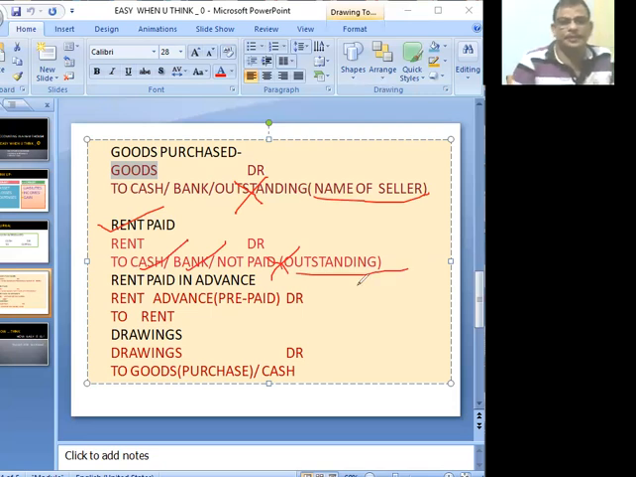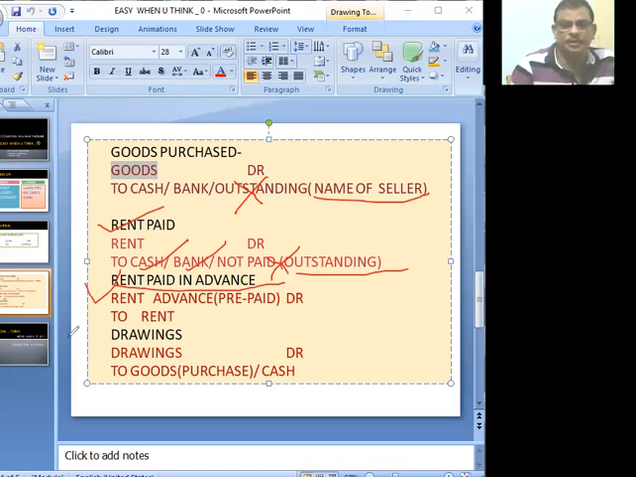So when I say rent is not paid for this month, then we can simply say rent debited to rent outstanding. No worry about it. If you leave all these from your memory, then it will be very easy. With zero thought you can catch it easily. So like this, rent paid in advance. Already we have paid.